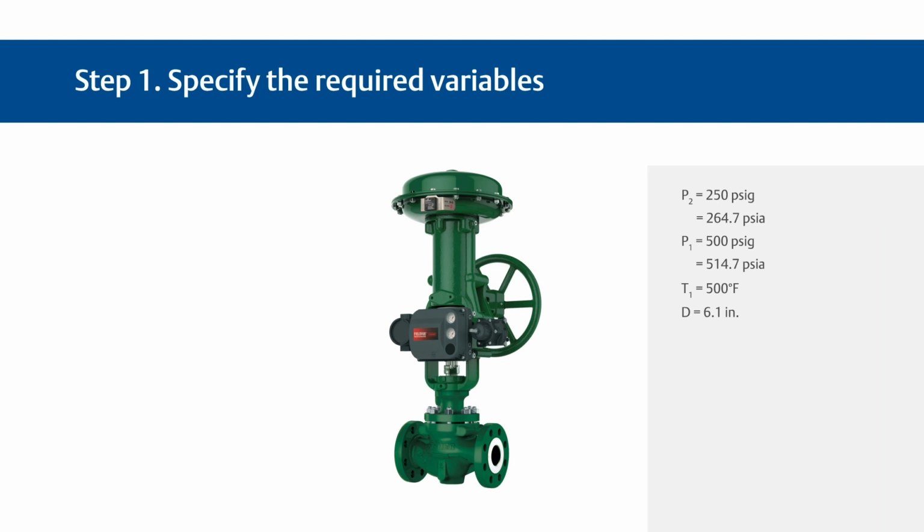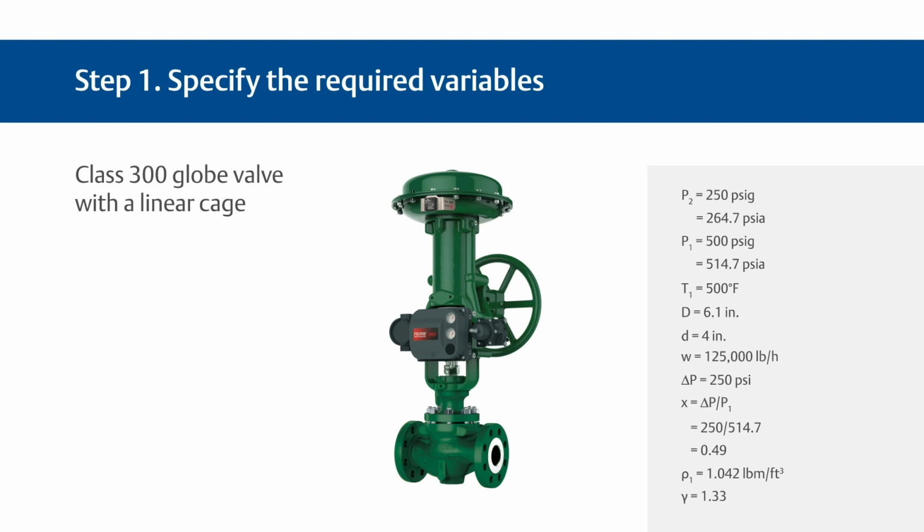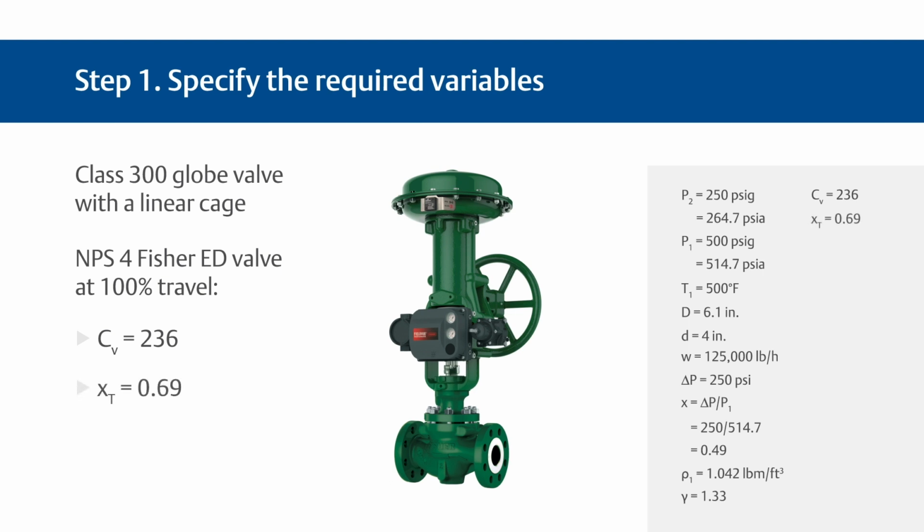Now let's go through the process to determine the appropriate Fisher ED valve with a linear cage. The first step is to specify the variables required to size the valve. The desired valve design is a Class 300 globe valve with an assumed size of 4 inches and a linear cage. The other service conditions are shown. We'll keep these conditions on screen throughout for reference. Start by trying an NPS 4 or DN100 Fisher ED valve with linear trim at 100% travel, where CV equals 236 and X sub T equals 0.69.